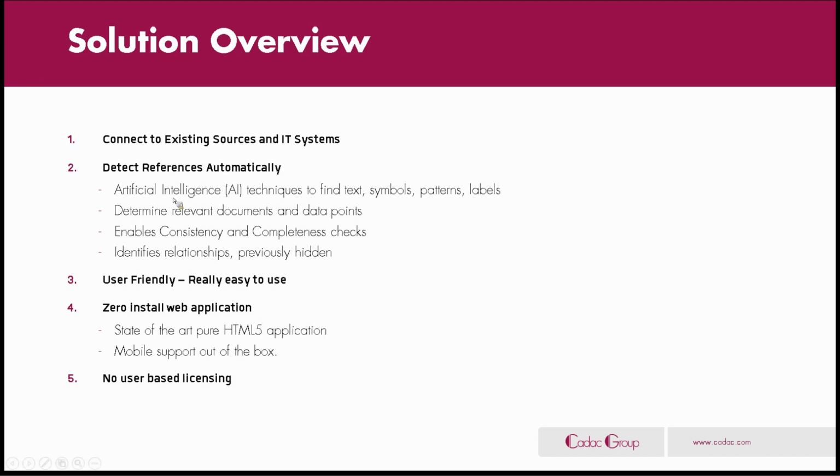So the AI engine helps us to find text, symbols, patterns, labels, line lists, equipment lists. All of that information is something that we extract from the existing data that you have, whether it's a DWG, a PDF, a TIFF file, a scan image, it doesn't really matter. We determine the relevant documents and data points from the data that you have, and so what you end up with is a system that also allows you to enable consistency and completeness checks, right?